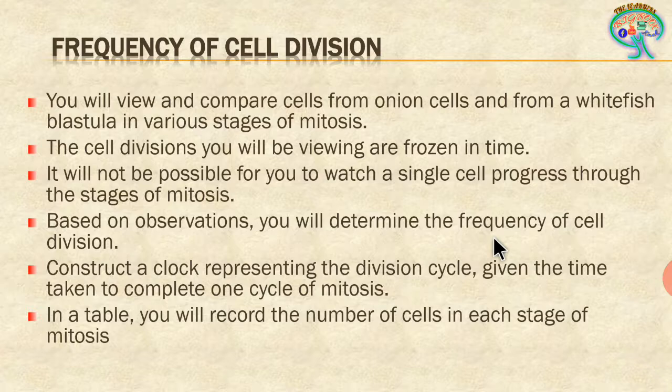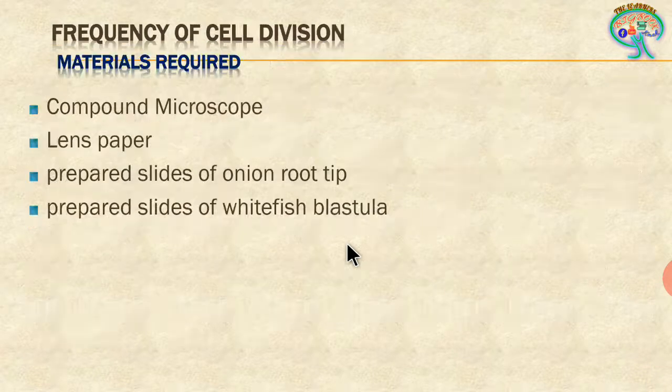Here, how frequently the cells are going to divide out of the whole mass within that particular organ that we are going to study. And further we are going to construct a clock representing the division cycle. Here we are going to develop the clock in the sense of a circular graph which is going to show the division cycle, where we are going to compare it with one complete cycle of mitosis. It is going to be shown in the table. We will record the number of cells in each stage of mitosis. So this is how we are going to unfold the experiment.